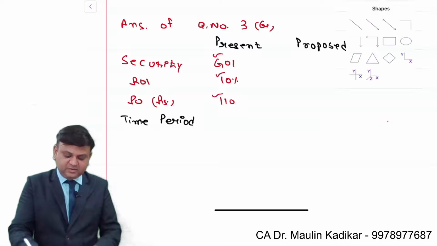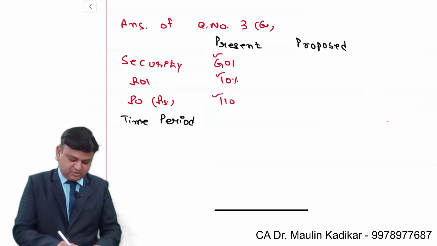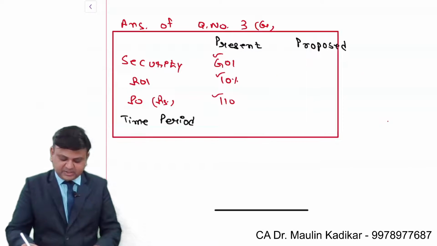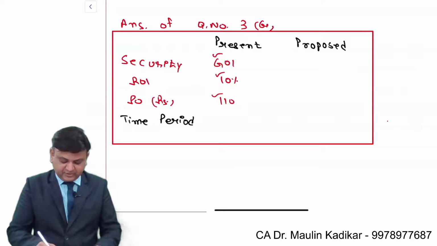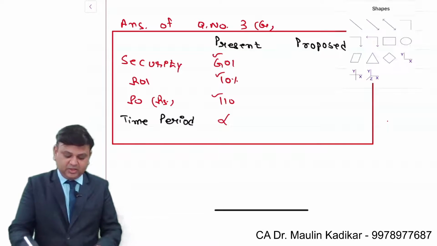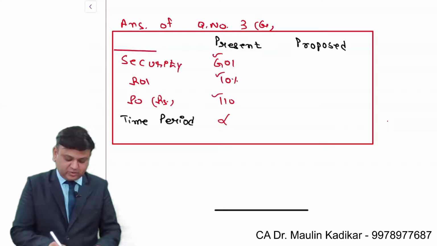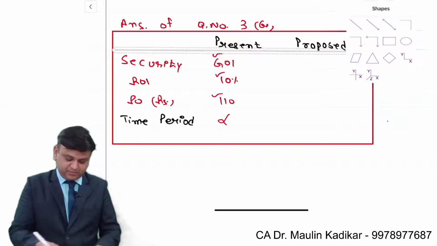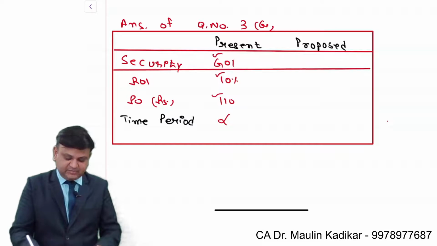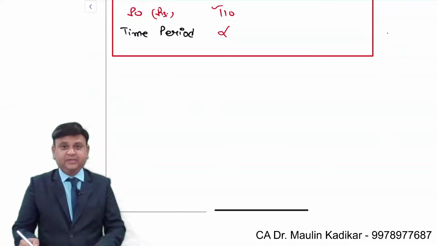See, regarding redemption, no information is given to us. So we will assume that the security is issued for perpetuity. Why? Because directly or indirectly, no information is provided to us with respect to the time period for which the security is issued. That is the first thing that we understand. Please write an answer.